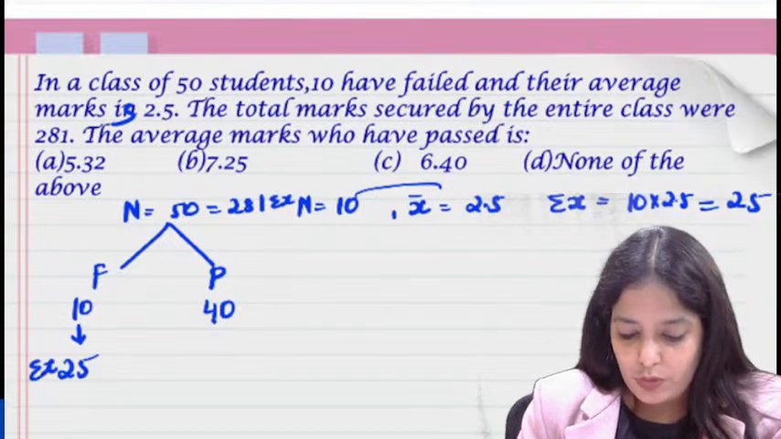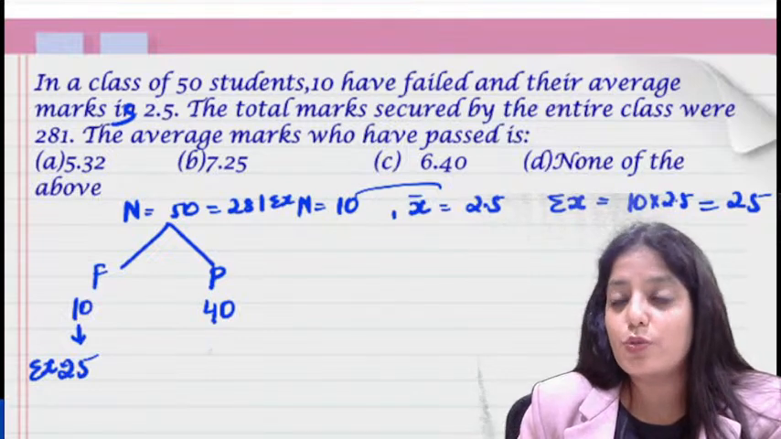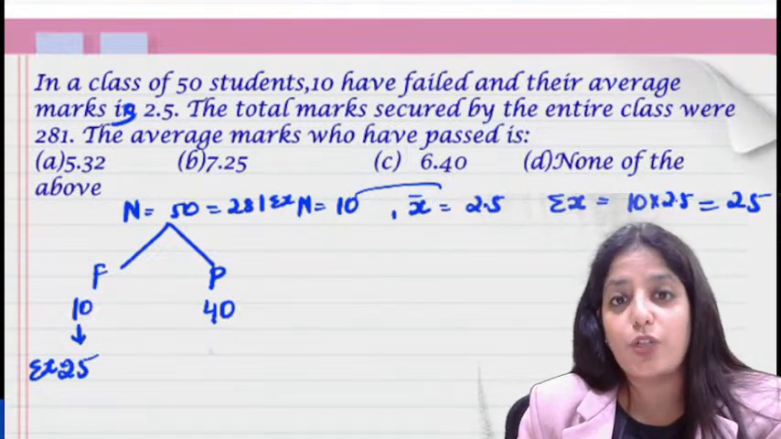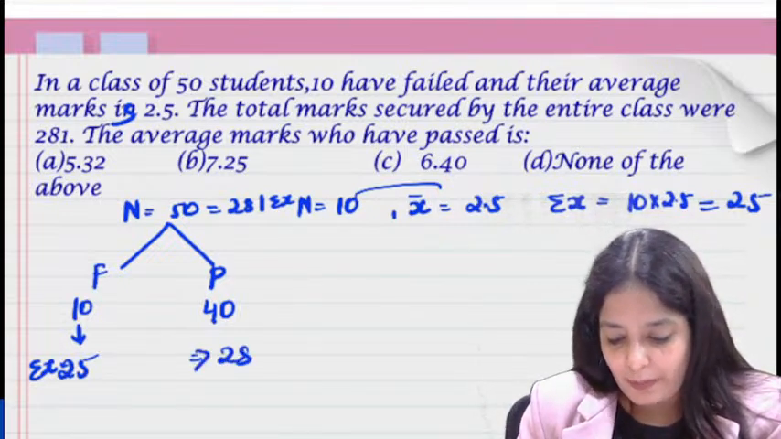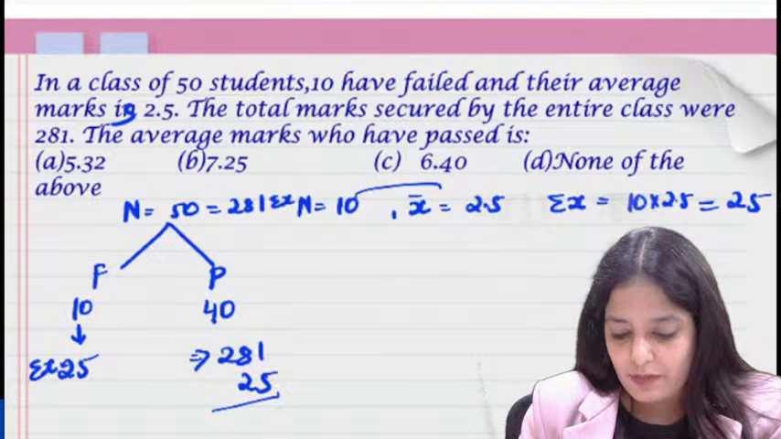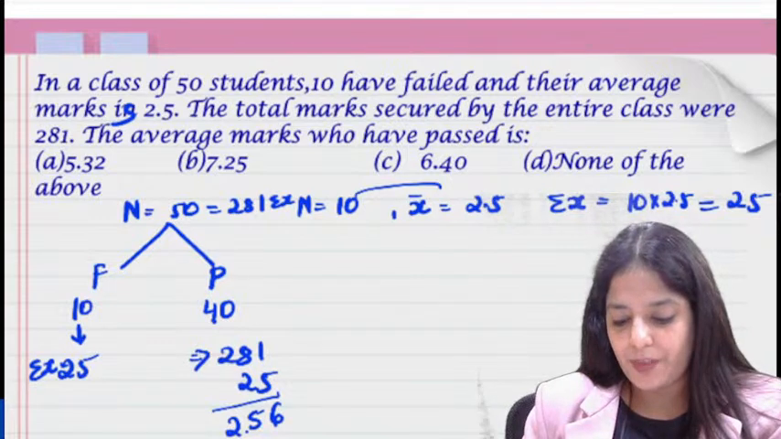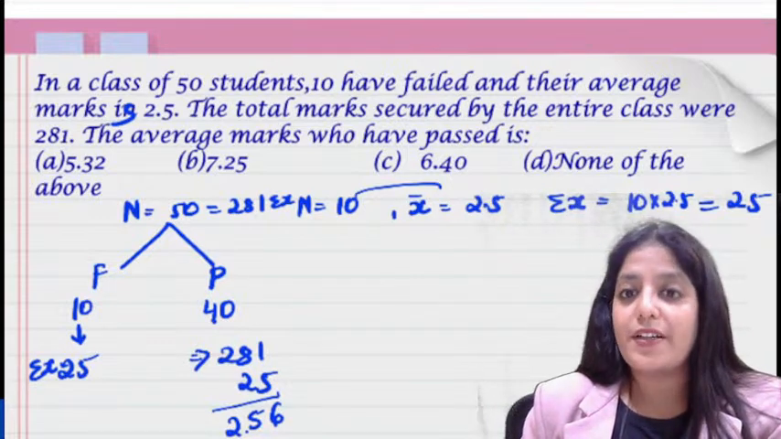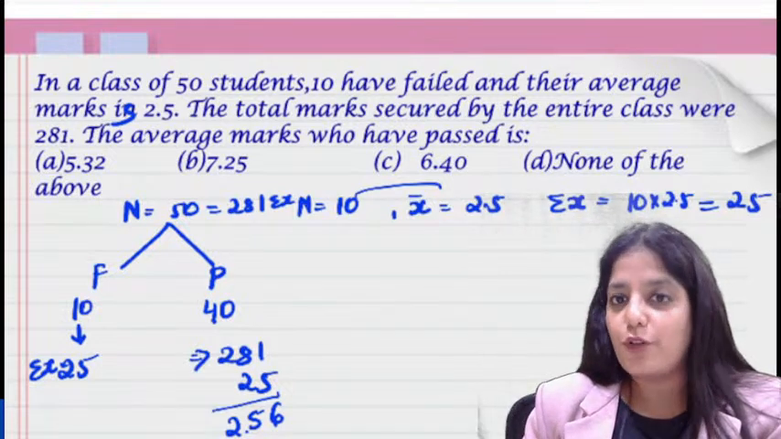So the sum of the marks scored by the students who have passed the exam, that is 40 students, is equal to what? 281 minus 25. So 11 minus 5 is 6, 7 minus 2 is 5. Is it clear guys? So 256 is the sum of the marks scored by the 40 students who have passed.